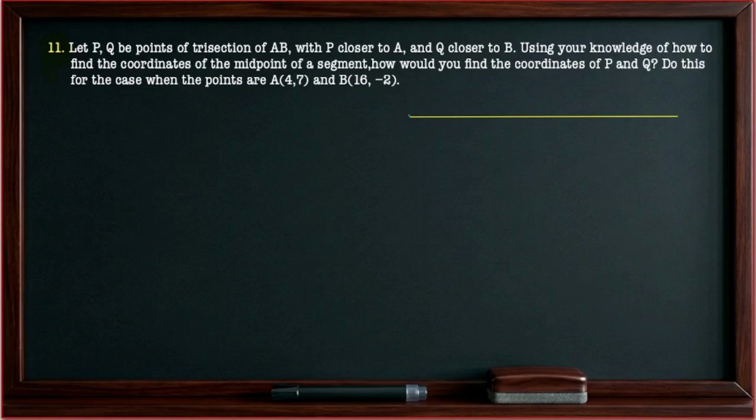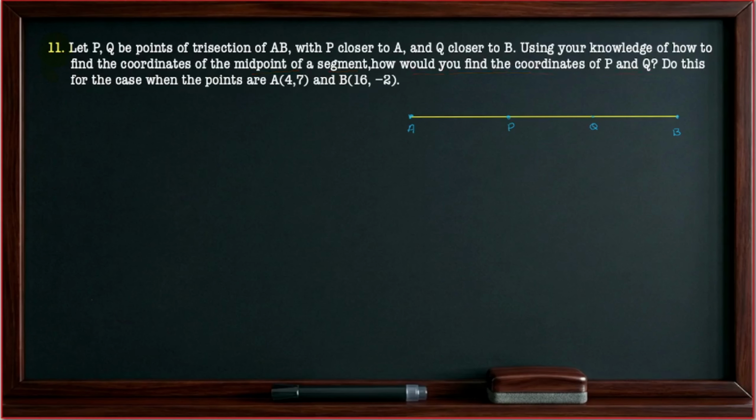Here the end points are, see, this is A, this is B, and this line segment is divided into three parts. This is P and Q. So you can see here you have three parts, 1, 2, and 3. So this is trisection. And here P is closer to A and Q is closer to B. Then using the knowledge of how to find the coordinates of the midpoint of a segment, how would you find the coordinates of P and Q?